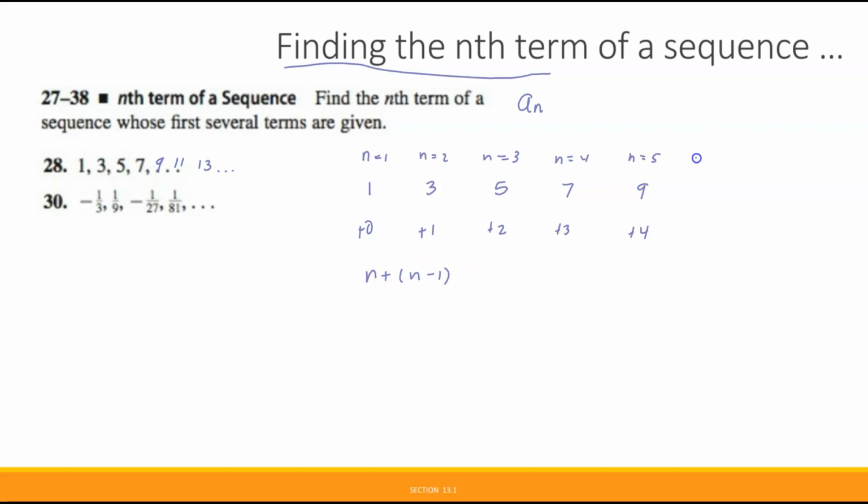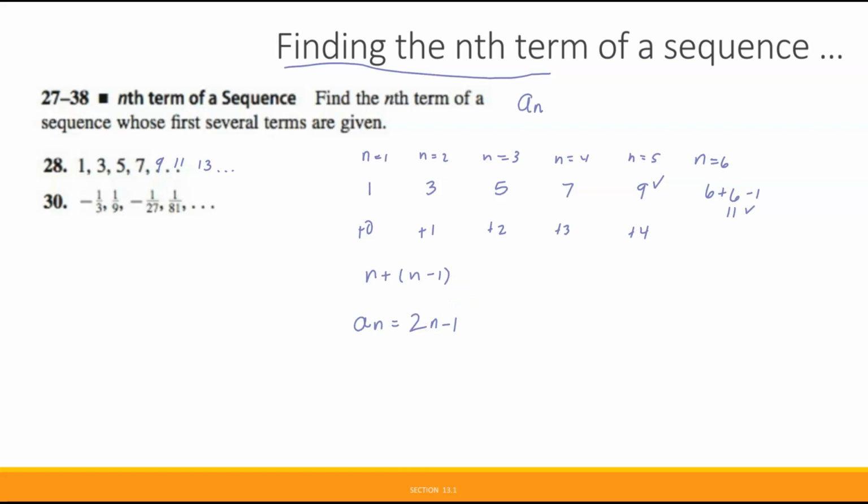Okay, so let's see if that pans out if n is 6. If n is 6, we're going to plug 6 in here. So that's going to be 6 plus 6, that's 12. 12 minus 1 is 11, and notice that is the next odd number. Okay, so I think we got something going on here. In order to get the nth term, we're going to take 2n minus 1.